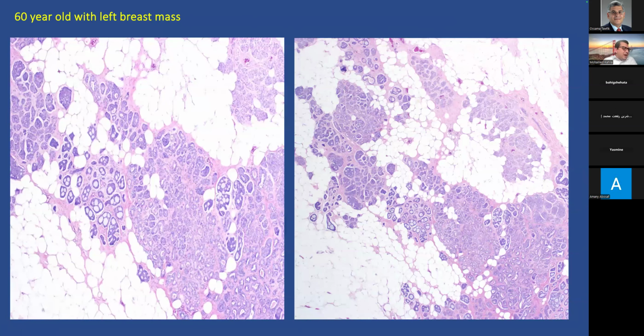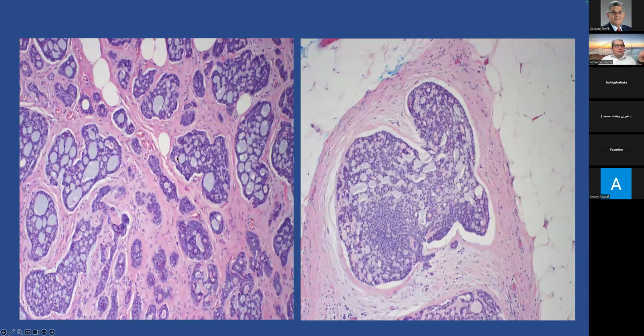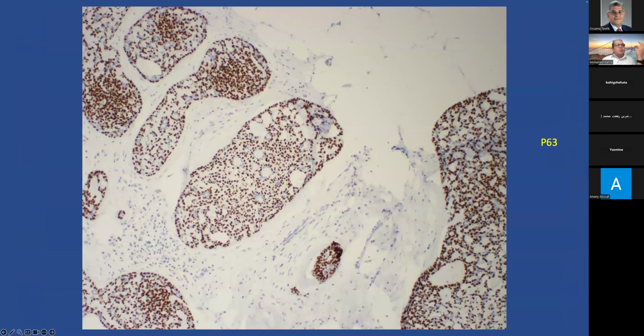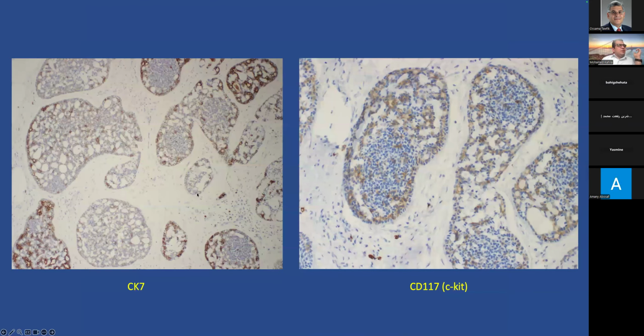I think this is a case of adenoid cystic carcinoma, because I want to allow 5 or 10 minutes for discussion. This is a case of adenoid cystic carcinoma. It's also a biphasic tumor, epithelial and myoepithelial. And you can do stains to highlight both components. Like this is p63 highlighting the myoepithelial component. And the negative component, you can highlight it by CK7. This is the epithelial component, CD117.